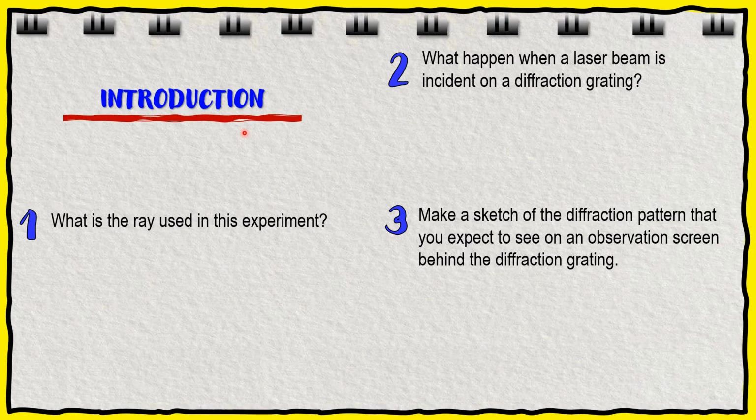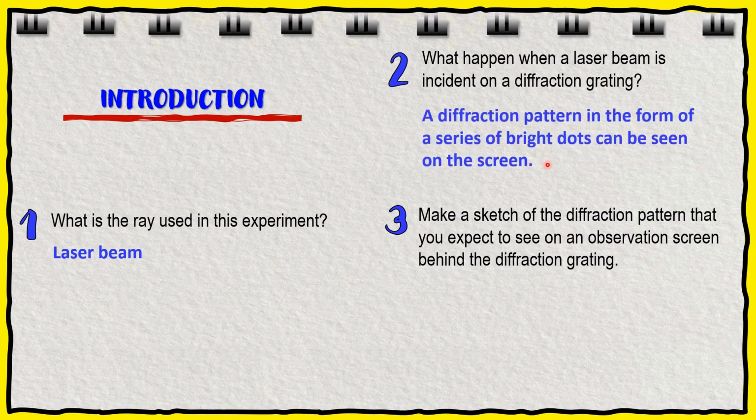As usual, in the pre-lab discussion, there are three parts. The first part is introduction. So for this experiment, we will use the laser beam as a ray to form the diffraction pattern. When this laser beam is incident on the diffraction grating, a diffraction pattern in the form of a series of bright dots can be seen on the screen.